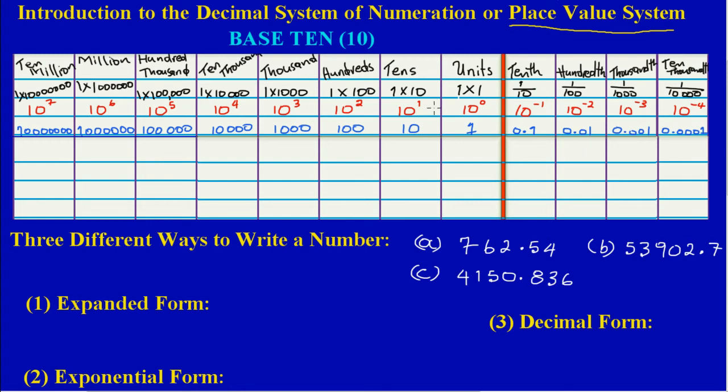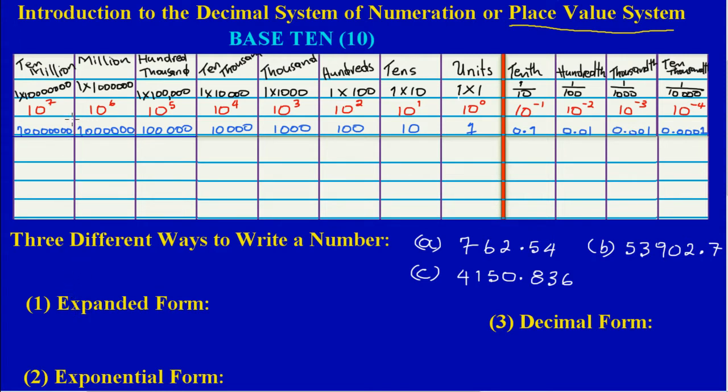In this lesson, we're going to be looking at how we write a number in three different forms in our base 10 system of numeration. Now, the first form that we have here is the expanded form. All right, that's number one.